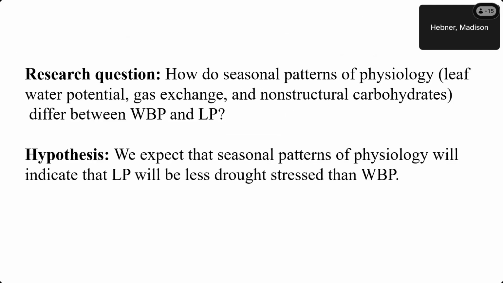Moving directly into the research questions that we decided to ask because of this gap in our research. We asked, how do seasonal patterns of physiology, so leaf water potential, gas exchange, and non-structural carbohydrates, differ between whitebark pine and limber pine? And based on previous research done by the Ulrich lab and other researchers I've mentioned, we hypothesized that seasonal patterns of physiology would indicate that limber pine would be less drought stressed than whitebark pine, concurrent with that specialist-generalist differentiation.